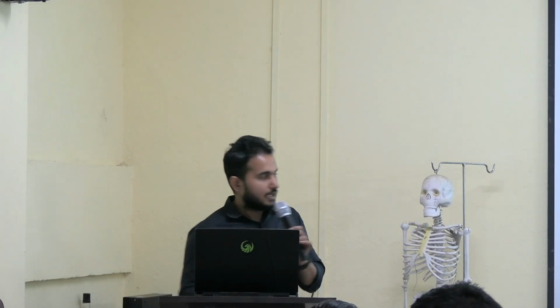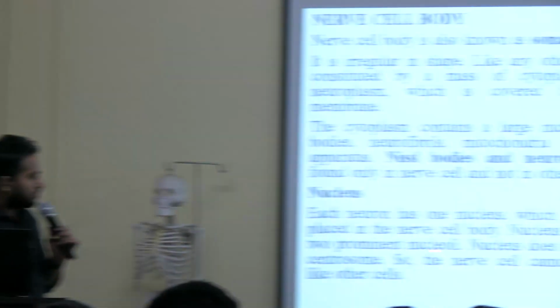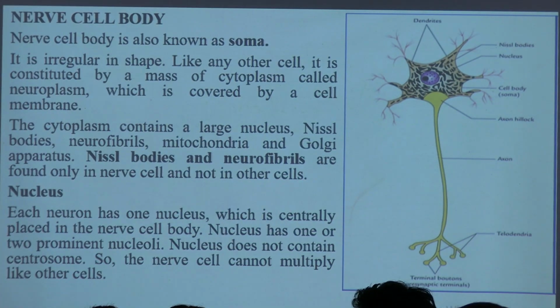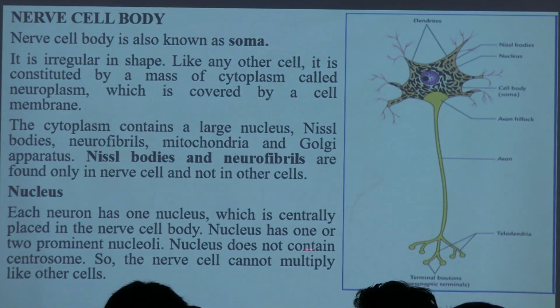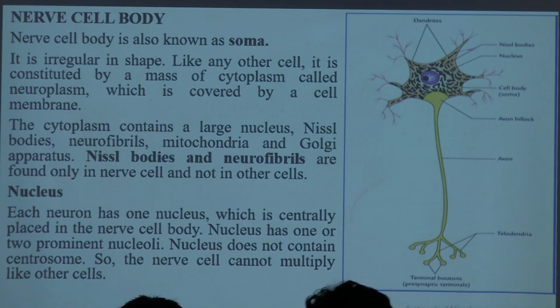Okay. Next, if you see the nucleus, it is having only one nucleus which is centrally placed. Okay, nucleus has one or two prominent nucleoli, but doesn't contain centrosome. So in the beginning I have told you the neurons cannot multiply. Okay, why it cannot multiply? As you can see, nucleus does not contain centrosome. That's why it cannot multiply like other cells of our body. Okay, so these are the points. I know you have studied, you cannot recall it right now, but all those things are there in the 11-12 standard. You can check.